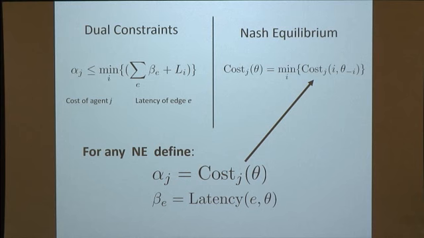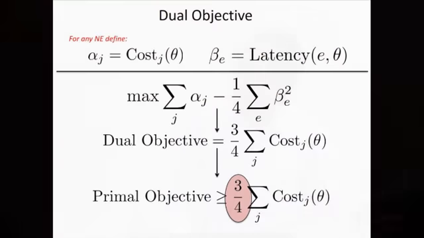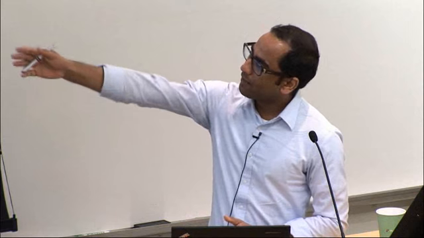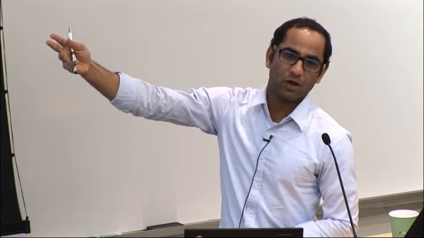In particular, note that the cost incurred by player j is going to be the minimum over all this, because of the condition of the Nash equilibrium. And this immediately gives me a bound on the price of anarchy, just by the definition. Because what is the dual objective? The dual objective is the summation over all player costs minus beta e squared. By definition, I defined alpha j to be the cost of the player in the Nash equilibrium. So the first term is just the cost of the Nash equilibrium. And the second term, beta e squared, again is the cost of the Nash equilibrium, because I defined beta e to be the latency. And this in fact gives me that the dual objective is at least 3/4 the cost of the Nash equilibrium, which means the primal objective is at least this, and this will give me a bound of 4/3, right?